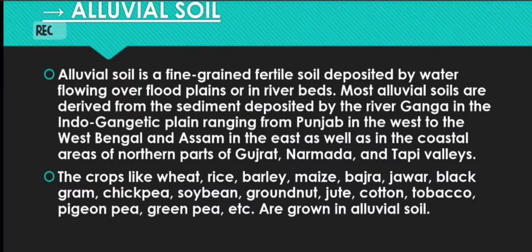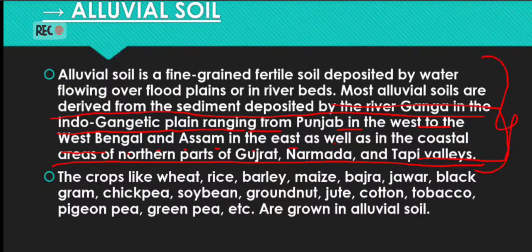Now, most alluvial soils are derived from the sediment deposition by the river Ganga in the Indo-Gangetic plains, ranging from Punjab in the west to West Bengal and Assam in the east, as well as in the coastal areas of northern parts of Gujarat and the Narmada and Tapi valleys. So, this is the location where alluvial soil is found.